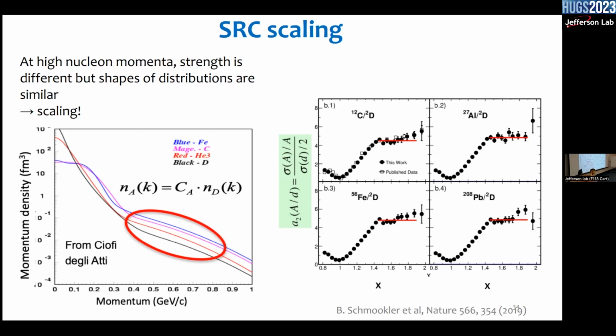And so you could then think that you could probably write some sort of a scaling relation for this. And again, we see with the inclusive data that as you go to very high x, so x greater than 1.5 or so, then you start to have what's called the SRC scaling regime. And so this is where you extract these a2 values, which you can say is like the probability of a nucleon being in a pair.